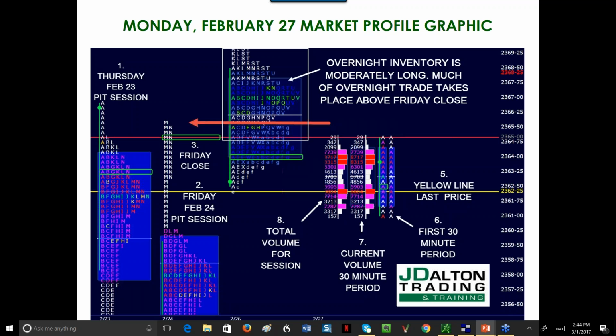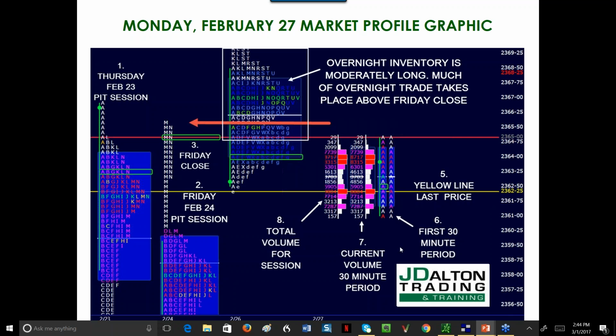Okay, there's a lot on this slide. Let me walk through it. First, you're seeing overnight inventory. This was the settle on Friday. So overnight inventory is moderately long, maybe a little heavier than moderately long, meaning that the trade took place above Friday's settle. Normally overnight inventory is weaker buyers.